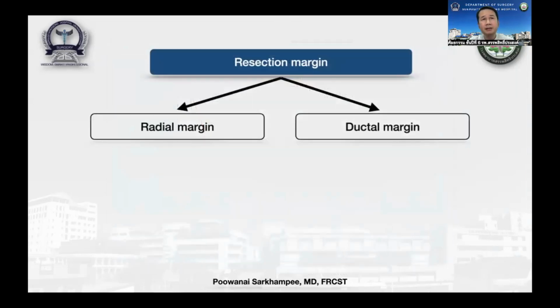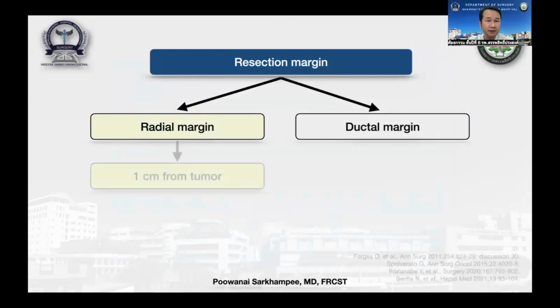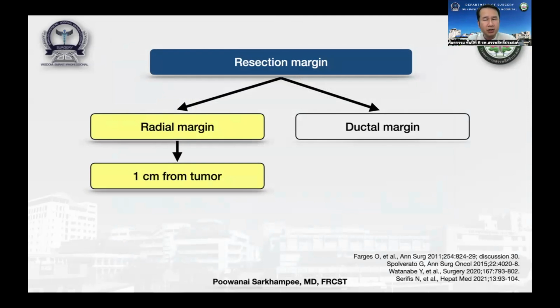Okay, and how far from the tumor must the resection margin be? There's no literature about the radial margins, how wide they should be. I use the data from mass-forming type cholangiocarcinoma and intraductal cholangiocarcinoma. I prefer 1 centimeter from the tumor for radial margins in perihilar cholangiocarcinoma.